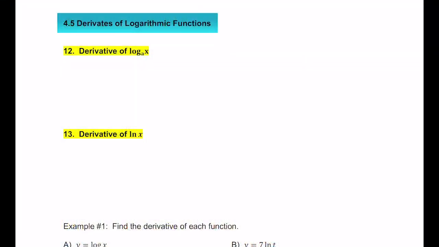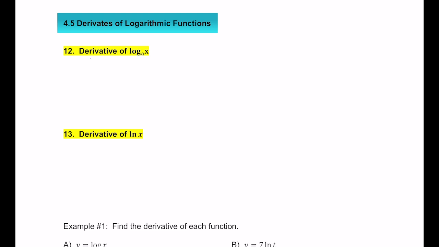Hi everyone, and welcome to this video where we're going to look at derivatives of logarithmic functions. If you'll recall, in the last video we looked at derivatives of exponential functions. And exponential functions and logarithmic functions are inverses of each other.